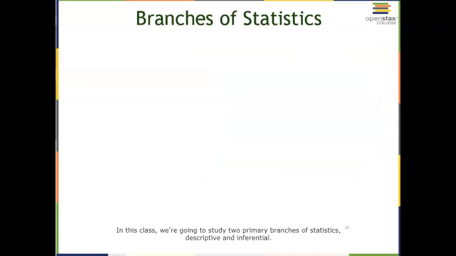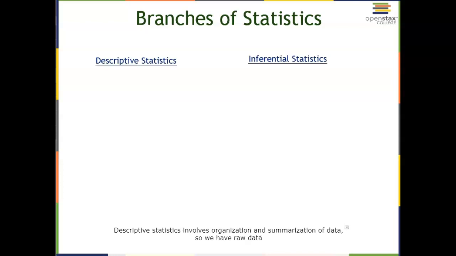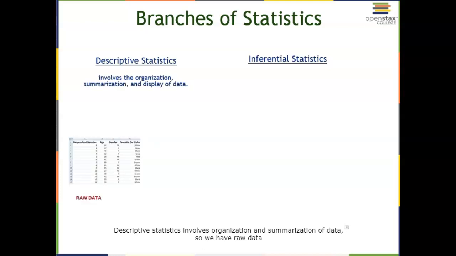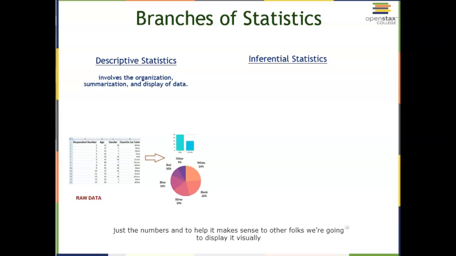In this class, we're going to study two primary branches of statistics, descriptive and inferential. Descriptive statistics involves organization and summarization of data. So we have raw data, just the numbers, and to help it make sense to other folks, we're going to display it visually in charts like bar charts or pie charts or even box plots.